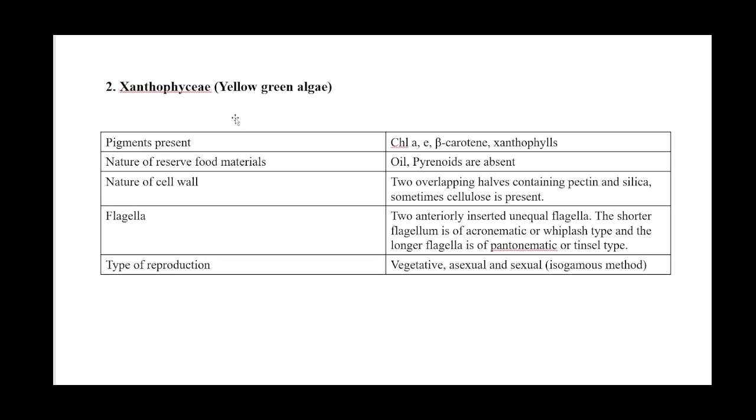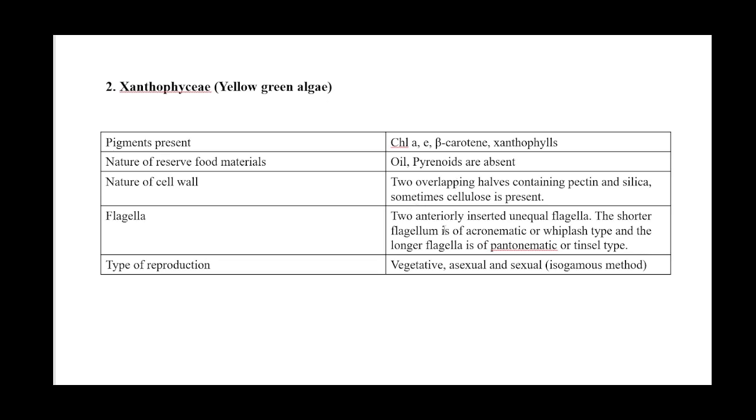The second class of algae is Xanthophyceae, also called yellow-green algae. The pigments present are chlorophyll A, E, beta-carotene and xanthophylls. The food materials are reserved in the form of oil, and pyrenoids are absent in Xanthophyceae members. The cell wall has 2 overlapping halves containing pectin and silica. Sometimes cellulose is present.